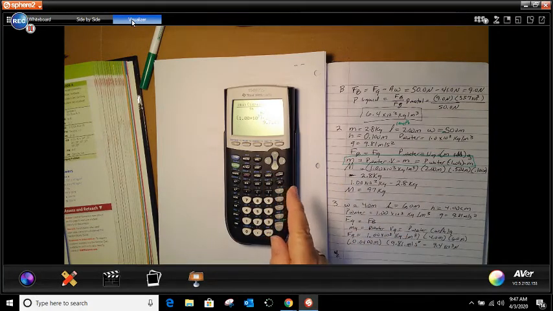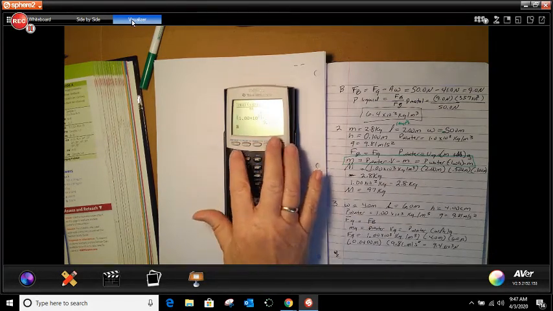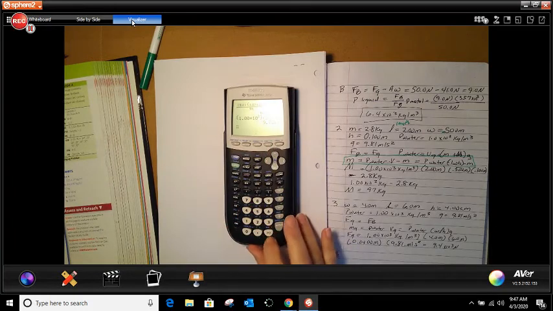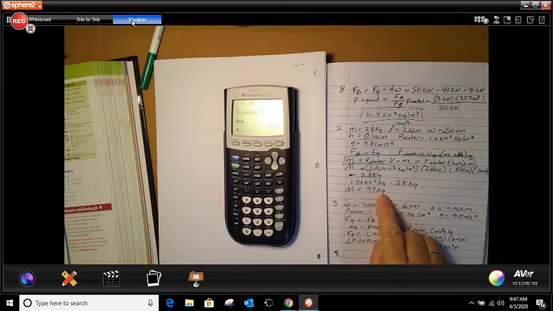And so when I do that, I get 970E1. So I'm going to do mode. I'm going to change this back to normal. And if you put 9.72E1, that would have been fine. Or you can put 97 kilograms.